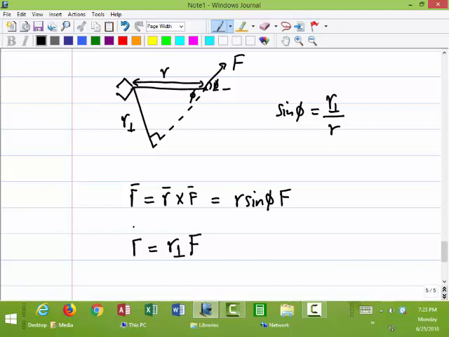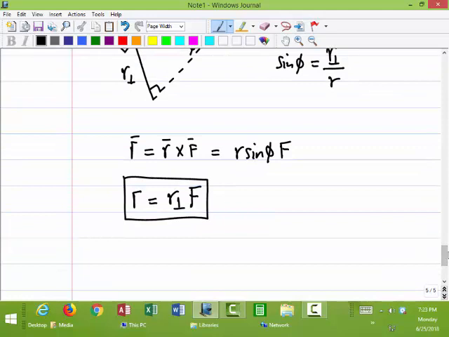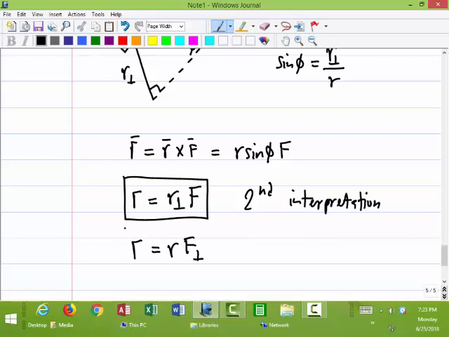So we've given two interpretations of torque. One where we take the perpendicular component of the force multiplied by the lever arm, and the second one is where we take the perpendicular distance from the lever arm to the line of action of the force. Okay, so this is the second interpretation, and the first interpretation was R times F perpendicular. Those two are exactly equivalent.